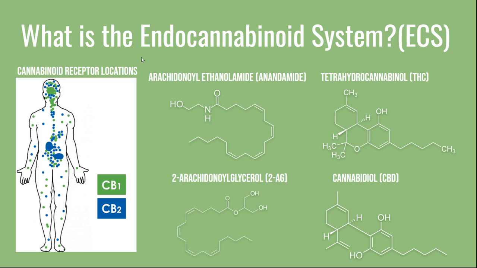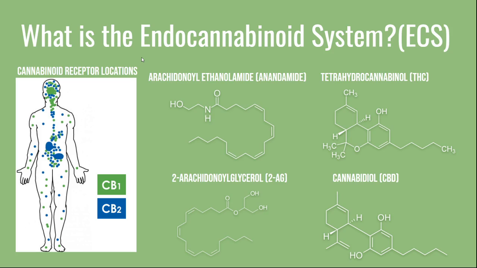Ligands in the endocannabinoid system are called cannabinoids. Cannabinoids that occur naturally in our body are called endocannabinoids. The two main endocannabinoids are anandamide and 2-AG. Anandamide will bind to CB1 receptors, but it can also bind to CB2 receptors. 2-AG is a full inhibitor of both receptors.